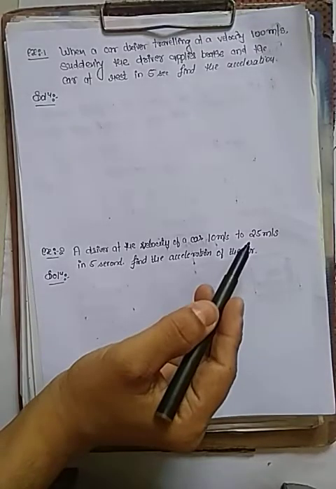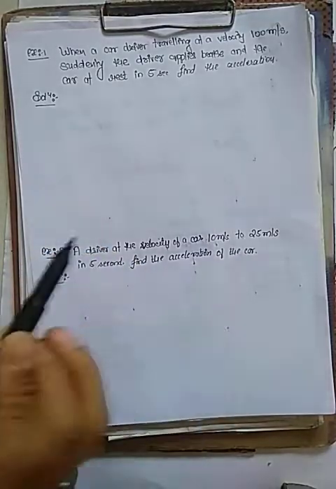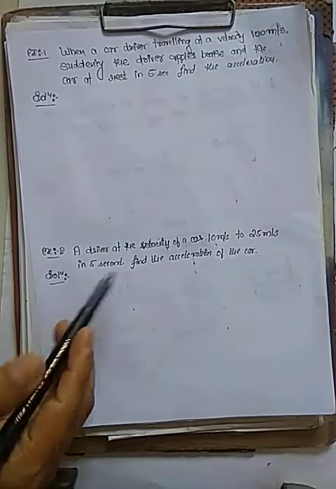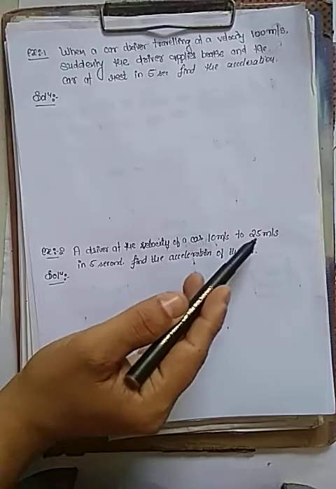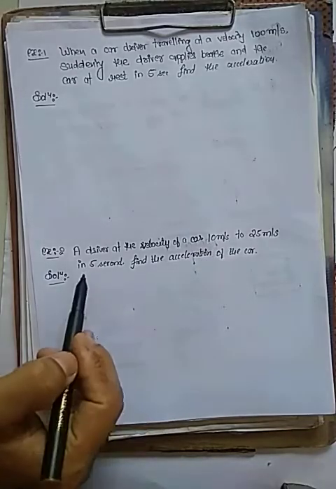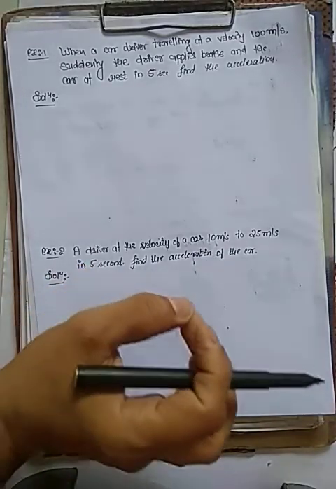What is the formula? Acceleration is equal to change in velocity, final minus initial, upon time. Final is 25, initial is 10. 25 minus 10 upon time. Time is 5. So 25 minus 10 is equal to 15 upon 5, cancel out, 3. So 3 meter per second square is the answer.